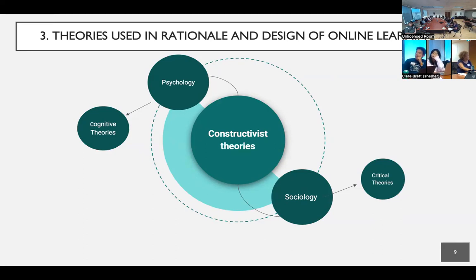So we start out with cognitive theories on the left there. And that's in-the-head learning, you can think about that as, right?